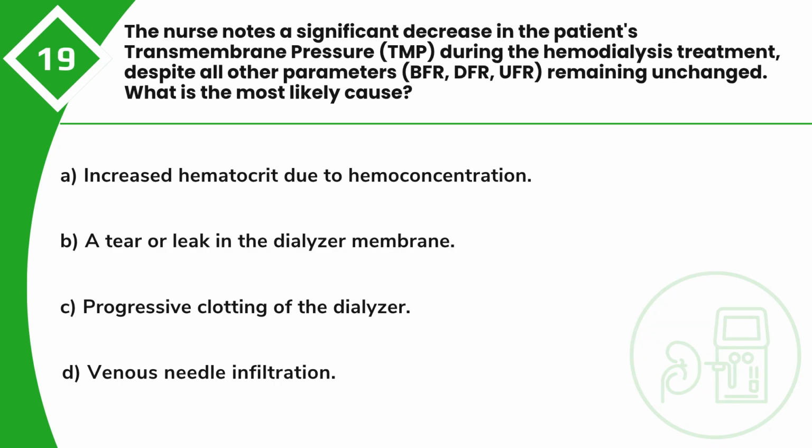Question 19. The nurse notes a significant decrease in the patient's transmembrane pressure, TMP, during the hemodialysis treatment, despite all other parameters, BFR, DFR, UFR, remaining unchanged. What is the most likely cause? A. Increased hematocrit due to hemoconcentration. B. A tear or leak in the dialyzer membrane. C. Progressive clotting of the dialyzer. D. Venous needle infiltration.